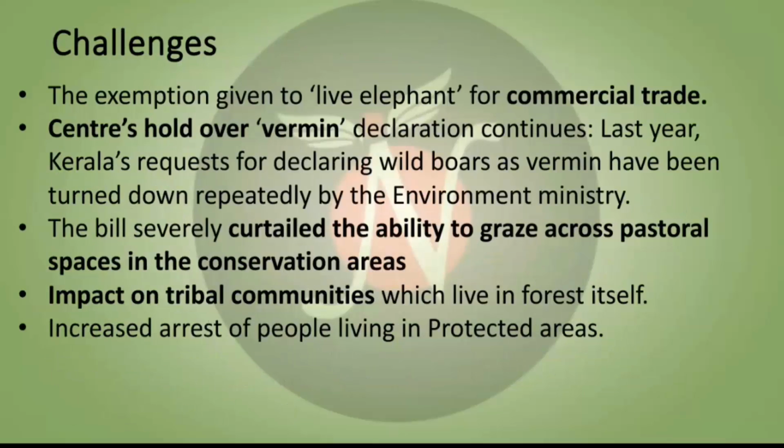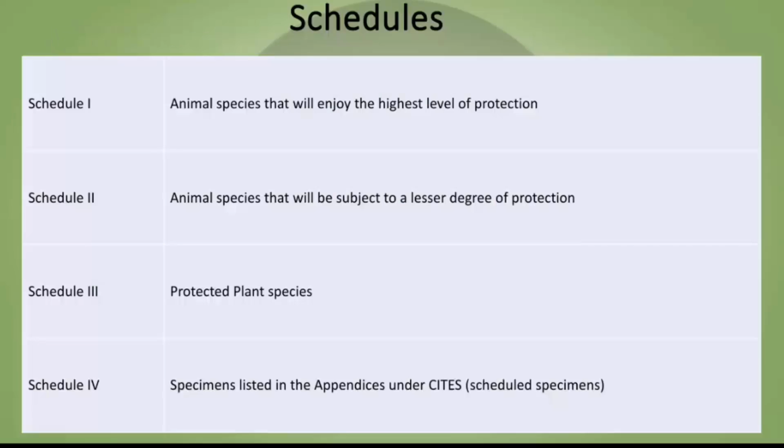What are the challenges in the Act? The exemption given to the live elephant for commercial trade. The Centre's hold over vermin declaration continues, as last year Kerala's request for declaring wild boars as vermin was turned down repeatedly by the Environment Ministry, and many tribals have been arrested for killing wild boars as well. The bill severely curtails the ability to graze across pastoral spaces in the conservation areas, which will impact the tribal communities who live in the forest itself, and there are also increased arrests of people living in these protected areas.